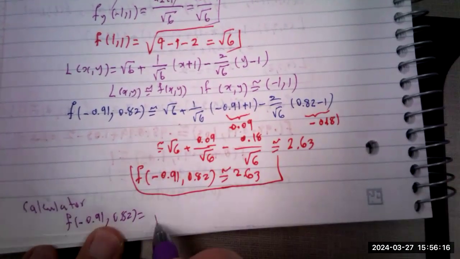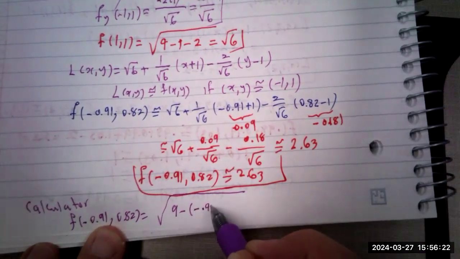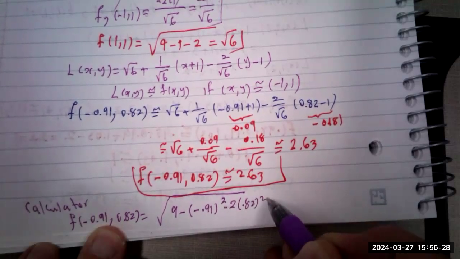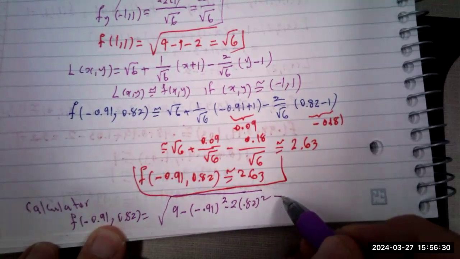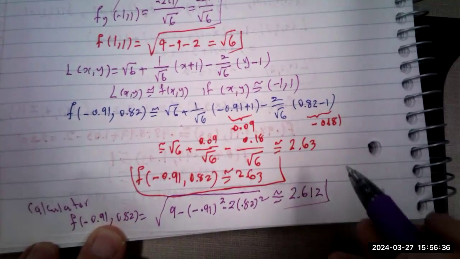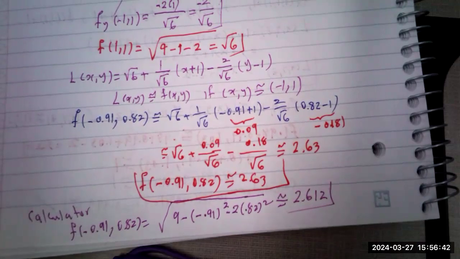Okay, remember the function is the square root of 9 minus x squared, negative 0.91 squared, minus 2y squared, 0.82 squared. Then use your calculator. I have 2.612, which is almost the same. Okay, so be prepared for it. But you have to pick the number yourself, the point estimation that you're going to have. So pick a number which is going to be close to those decimal values, and it would be a nice one.